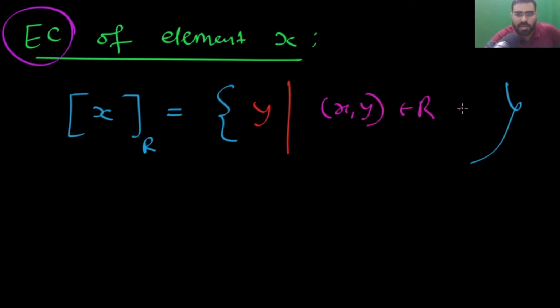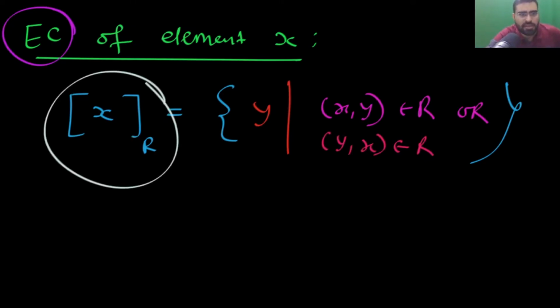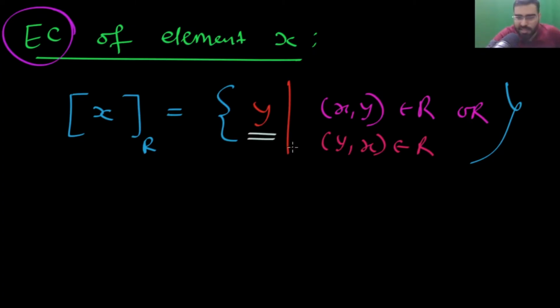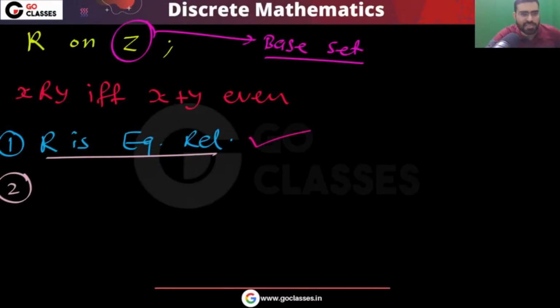Or maybe, because this equivalence relation is a symmetric relation, you can say Y is related to X. Both are fine, everything is perfect. So you can notice that the equivalence class of X will be the set of elements to which X is related. Very simple. Now tell me the answer for this question.